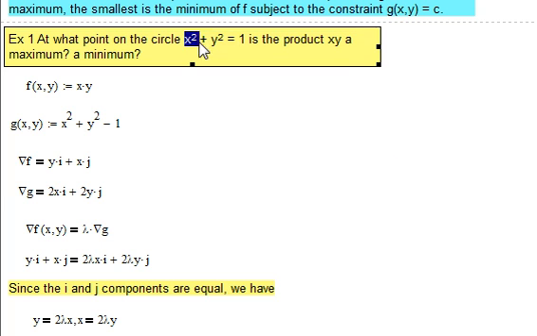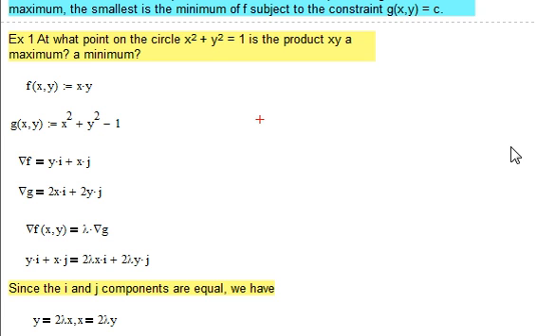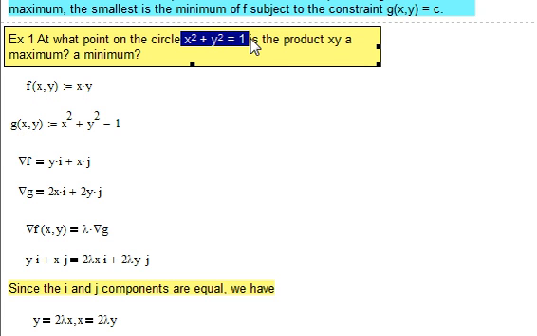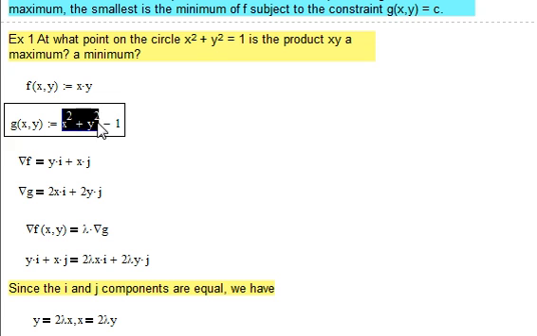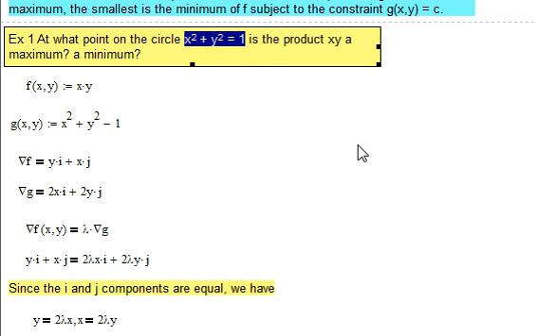So at what point on the circle x squared plus y squared equals 1 is the product x times y a maximum and also a minimum? We're going to solve this using Lagrange multipliers. First of all, f of xy is x times y. G of xy is our constraint, so g of xy is x squared plus y squared minus 1. We turn this into a function.